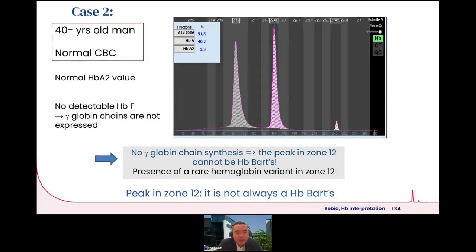In the second case, we have a normal CBC for this patient. There are normal hemoglobin A2 values. There's no detectable hemoglobin F. Then you actually see this Bart's zone. So remember, in order to consider something as Bart's, you always need your hemoglobin F to be expressed, because you need the gamma chains to be expressed in the first place. If they are, you will always see the hemoglobin Bart's. So this is not hemoglobin Bart's, and most likely it is a rare variant.